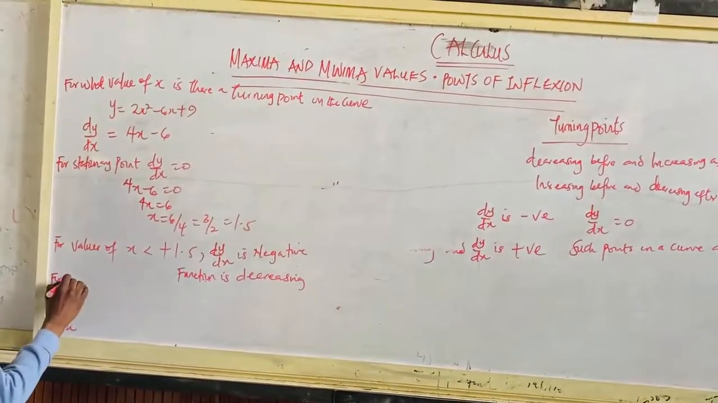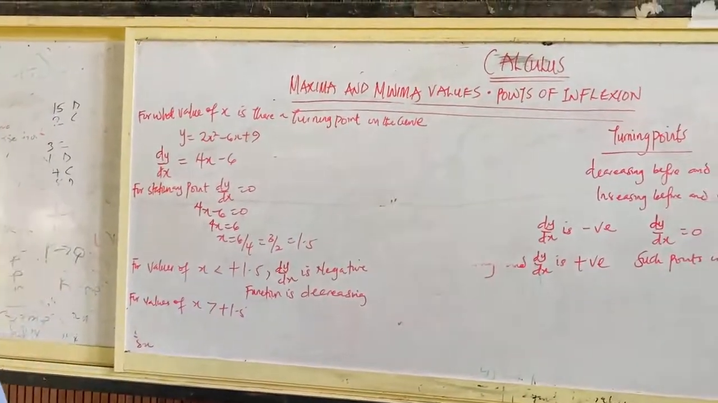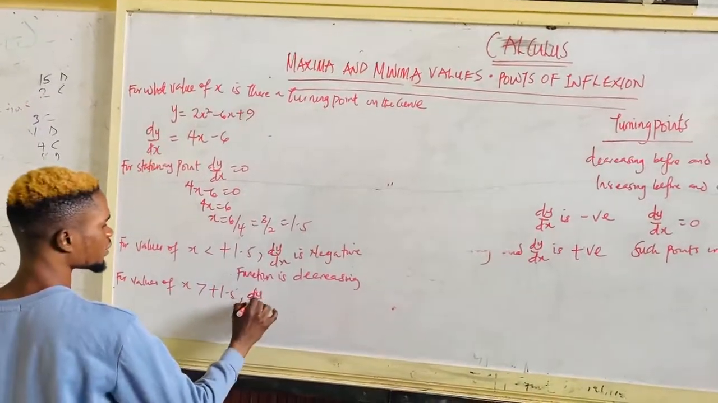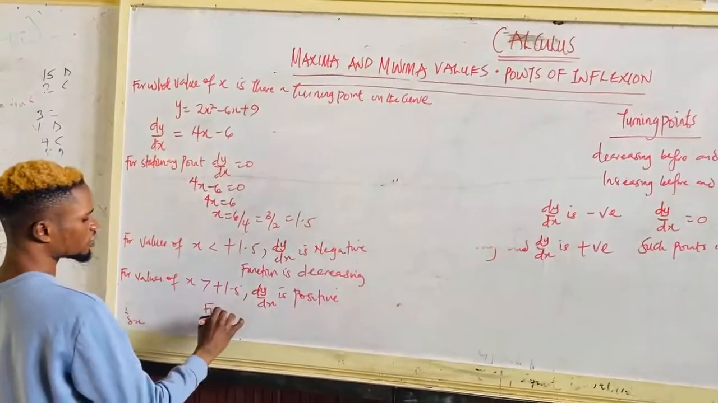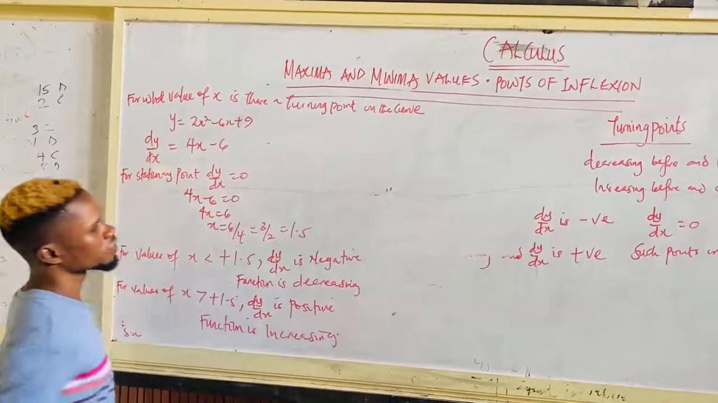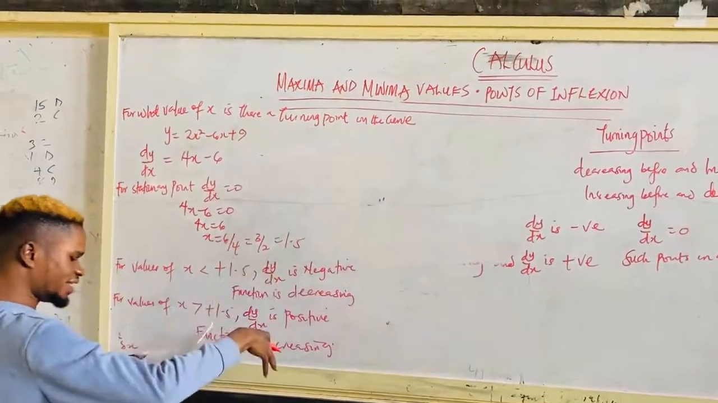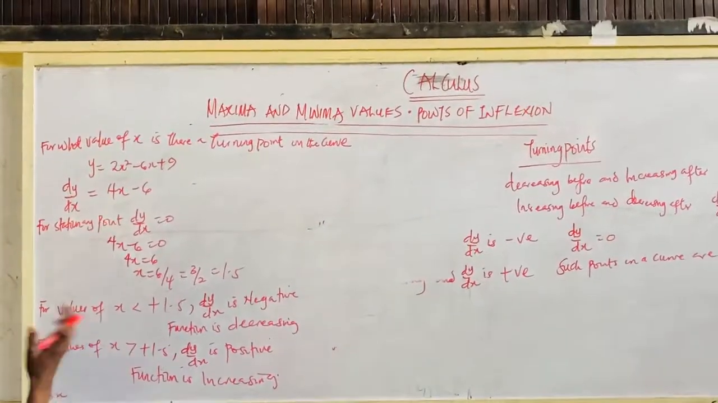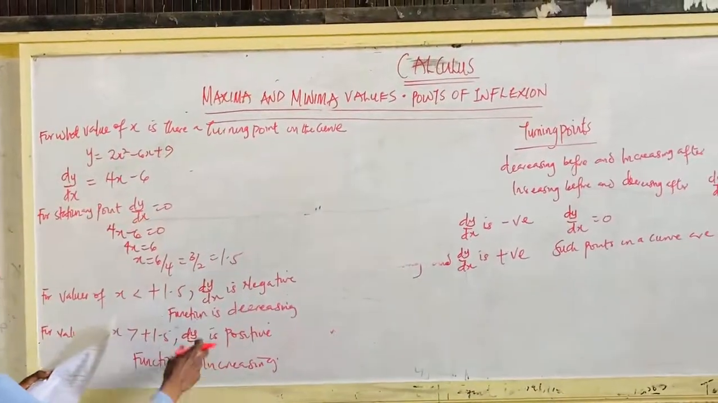Now for values of x greater than 1.5, let's say 3 times 4, 12. 12 minus 6, that's positive. So dy/dx is positive. Then we can conclude that the function is increasing. So the function is decreasing before and increasing after. So that means there is a turning point at x equal to 1.5.